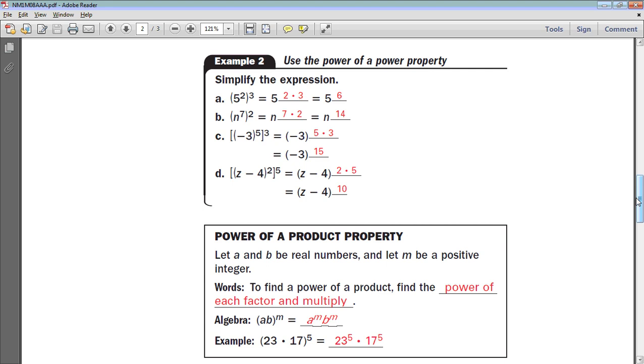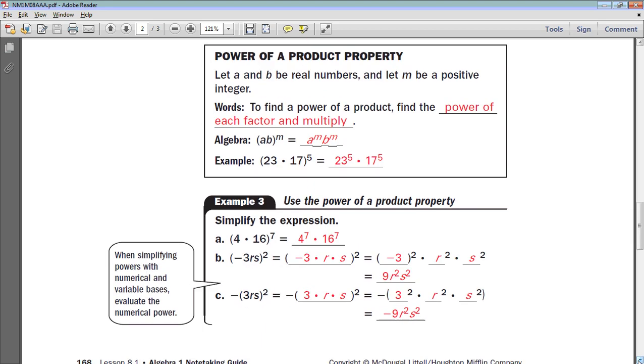Power of a product property. This property just means that you can distribute a power or an exponent. Let A and B be real numbers and let M be a positive integer. To find a power of a product, find the power of each factor and multiply. What does that mean? Look, what did they do to that M? They just distributed it. They just distributed the M, A to the M times B to the M power.